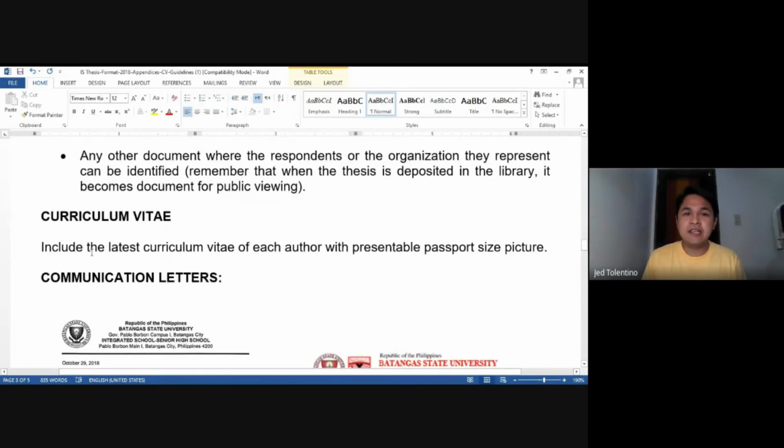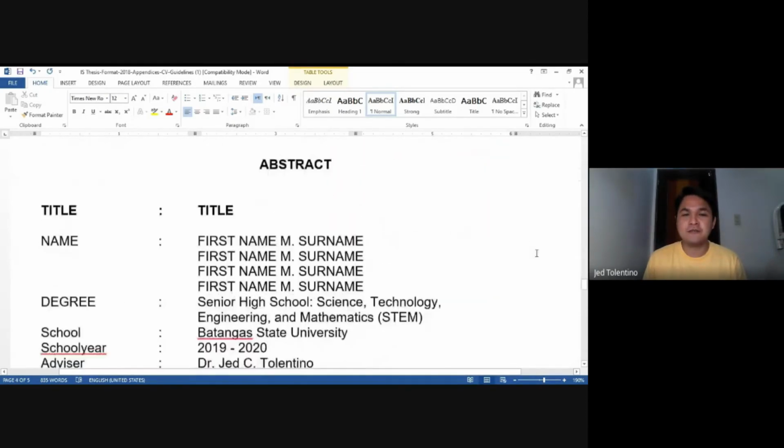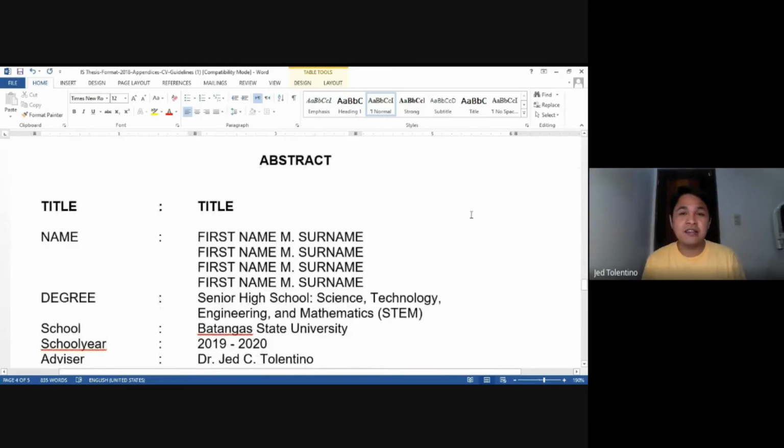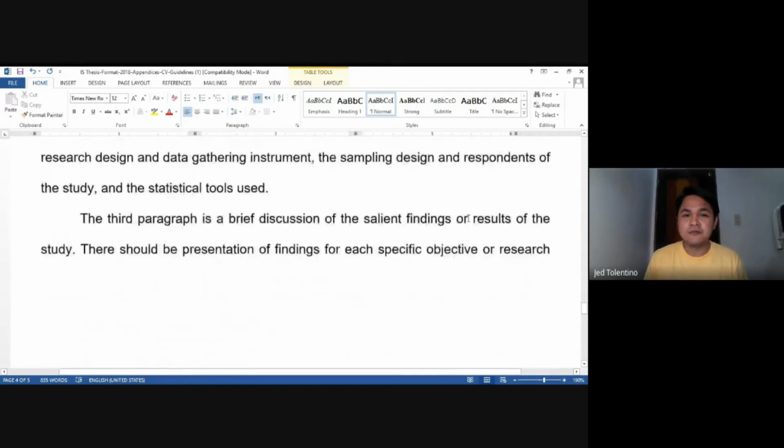For the curriculum vitae, include the latest curriculum vitae of each author with presentable passport size picture. So ito namang iba, more on the letters na. So ito ang itsura ng abstract natin. Again, gagamitin ito pag tapos na yung papel. For the abstract, makakatanggap naman kayo ng format nito.